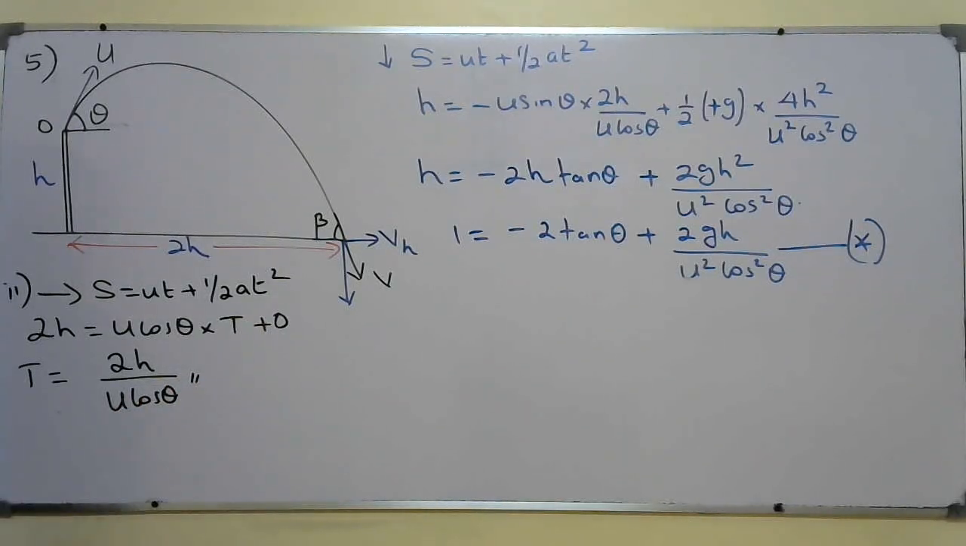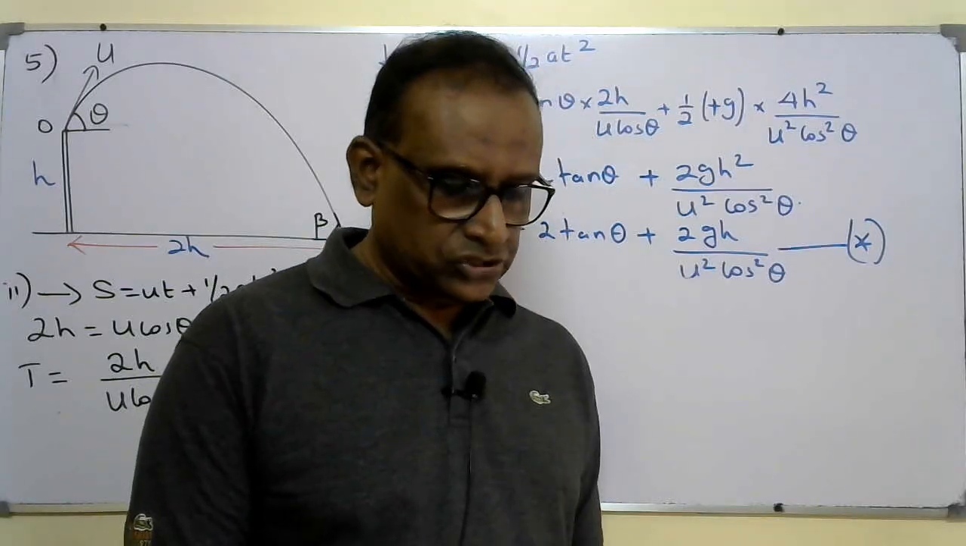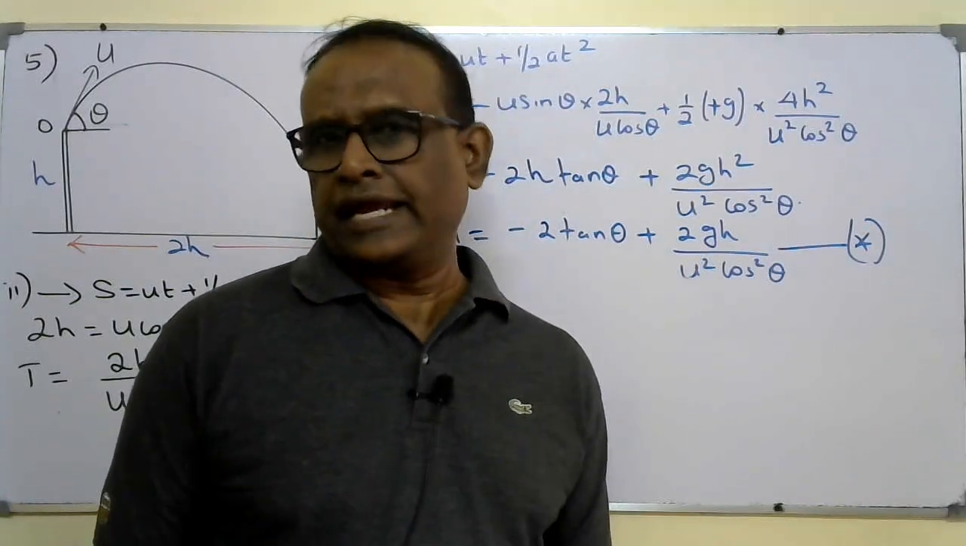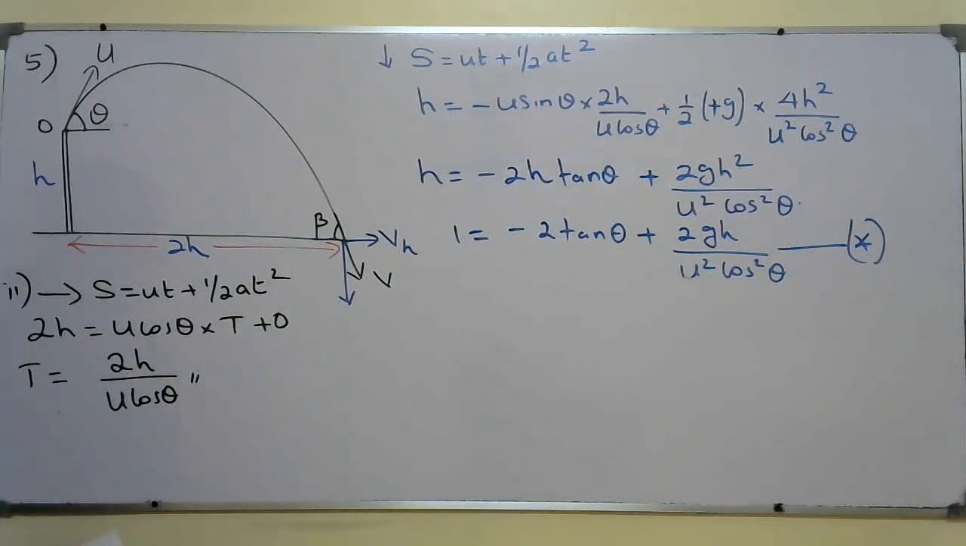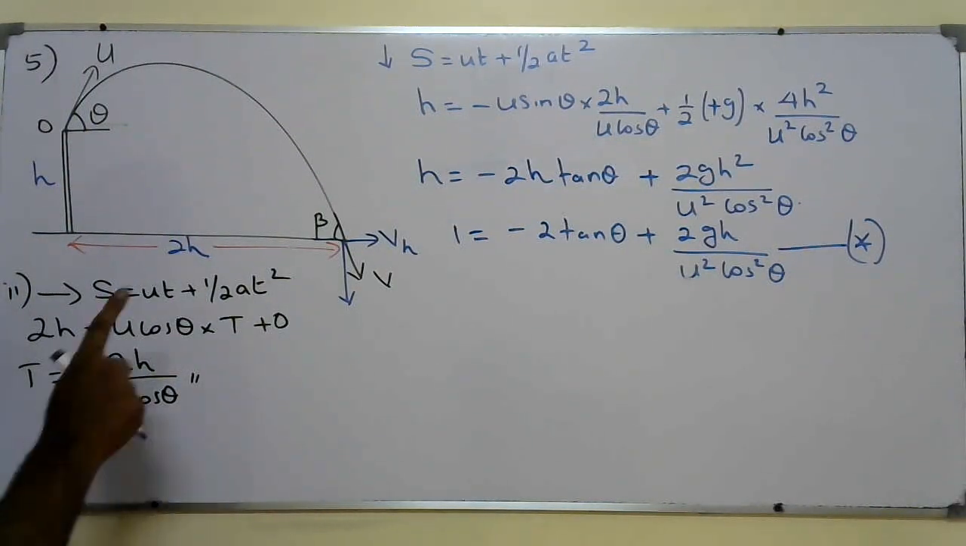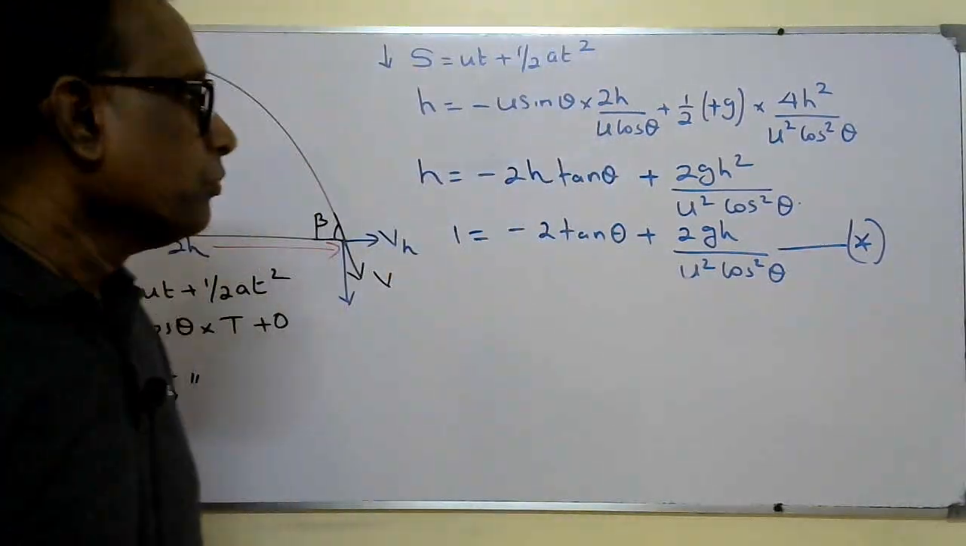But that's not the answer. They show it in a different format, that is 2h over g times 1 plus 2 tan theta. So we have to get that format according to the given equation, because the only thing, u, is not given in the question. So I have to eliminate u.